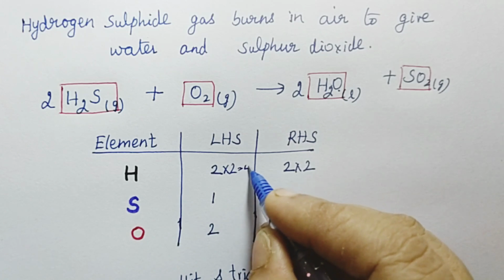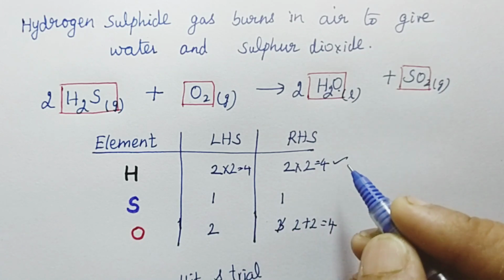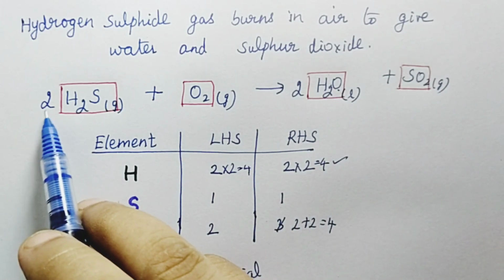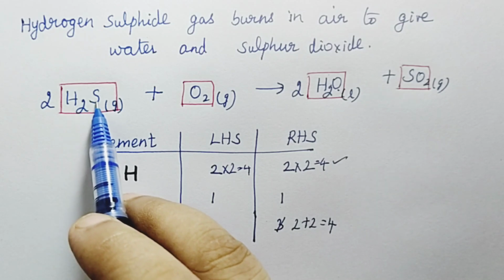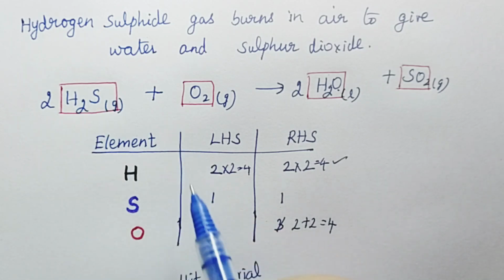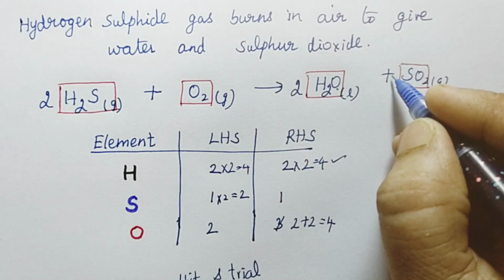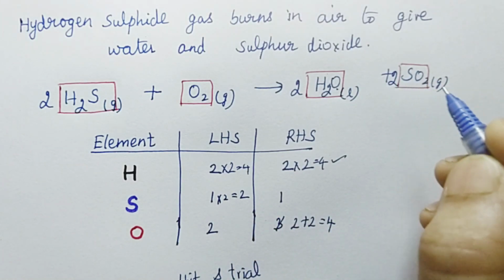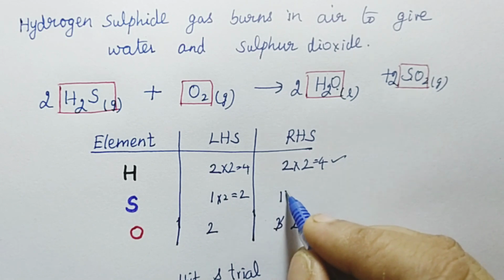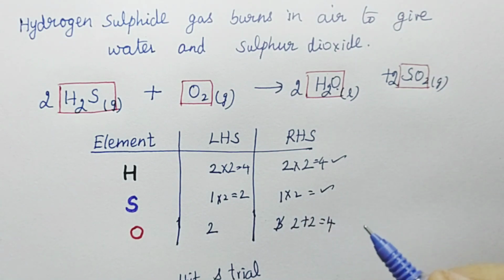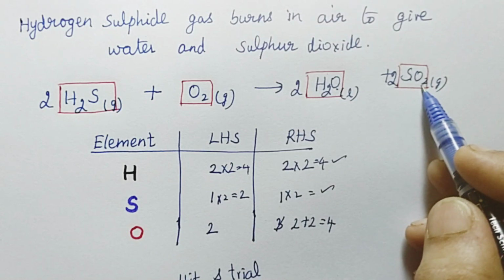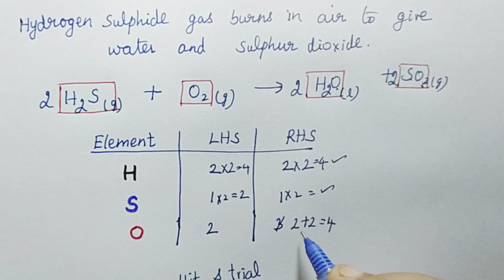Now hydrogen has balanced 4. So when we write 2 here, the 2 is common for hydrogen and sulfur. So it become 2 sulfur. So here 2 sulfur. So this side also we have to write 2. So now 2 sulfur here also. So sulfur is also balanced. Now coming back to the oxygen, here 2 into 2, 4. Here 2, so 4 plus 2, 6.